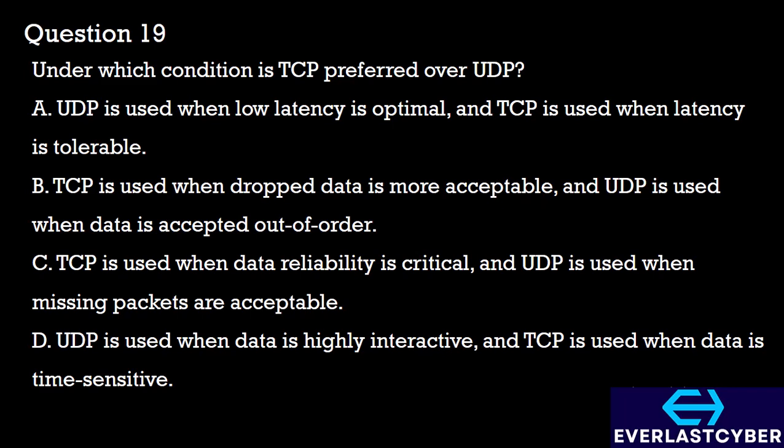Question 19. Under which condition is TCP preferred over UDP? A. UDP is used when low latency is optimal and TCP is used when latency is tolerable. B. TCP is used when dropped data is more acceptable and UDP is used when data is accepted out of order. C. TCP is used when data reliability is critical and UDP is used when missing packets are acceptable. D. UDP is used when data is highly interactive and TCP is used when data is time sensitive. For this, we'll be going with option C.